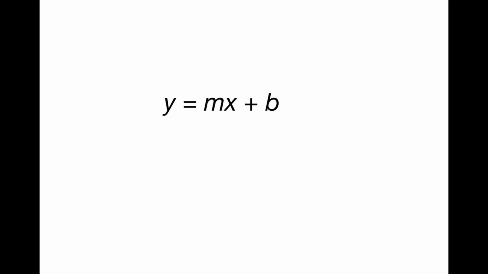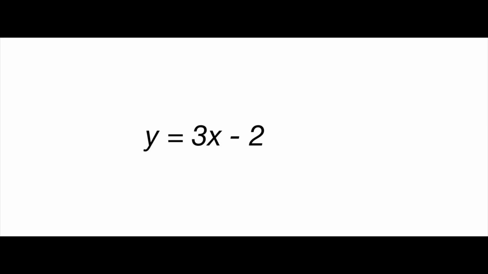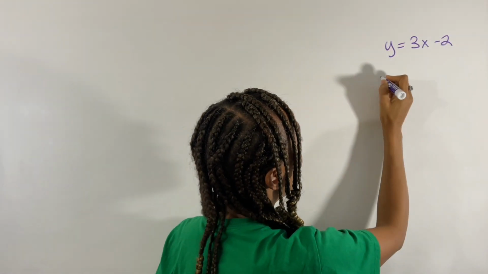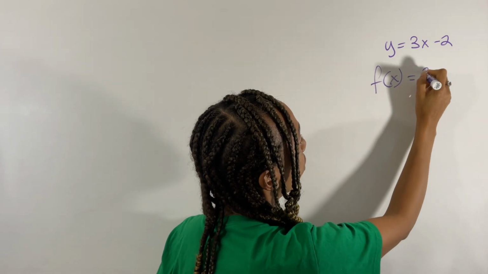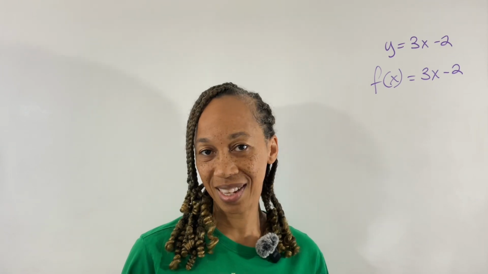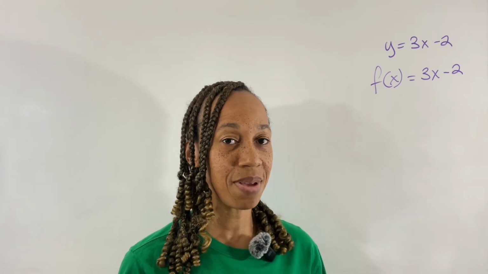You might recall when you were given a linear equation in the form of y equals mx plus b, such as y equals 3x minus 2, and you were asked to graph that linear equation. However, we can replace that y with f of x, and now we can say it is a function. So instead of y equals 3x minus 2, we can say f of x equals 3x minus 2. A function doesn't necessarily have to be f of x. It can be g of x, or it could be h of x.